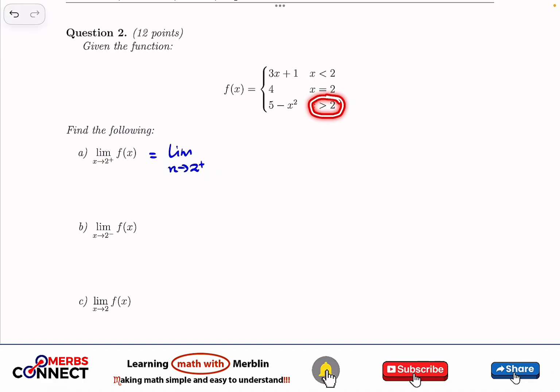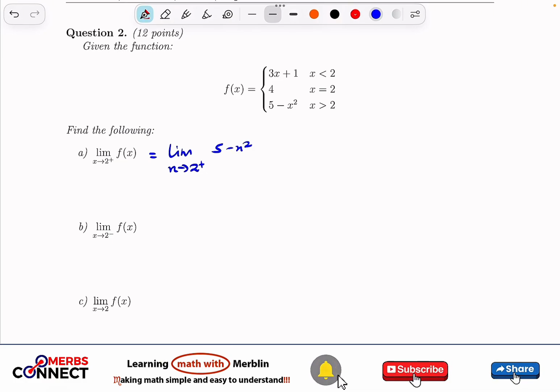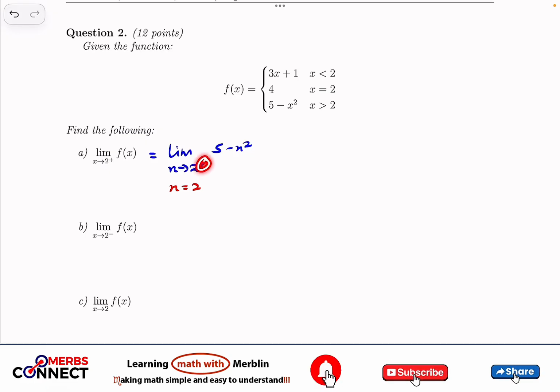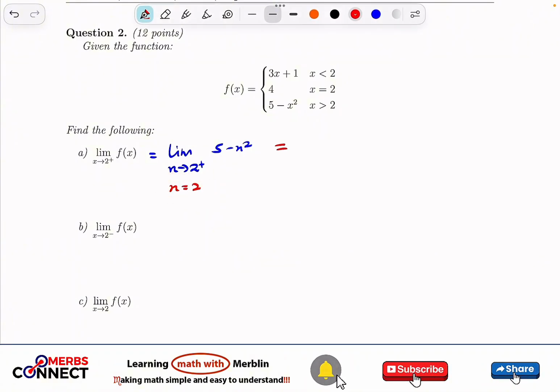Which one is greater than 2? This one. You see that the value of x is greater than 2 here, so we are going to use this function here. So this is going to give us 5 minus x squared. Then I'm going to set x equal to 2. Now don't forget, the plus here is just showing us that we are coming from the positive side. So we are using x equal to 2, and this is going to give us 5 minus 2 squared. This is 5 minus 4, and this is equal to 1. Very simple. Let's do this one too. We are going to have the limit as x approaches 2 from the negative side.